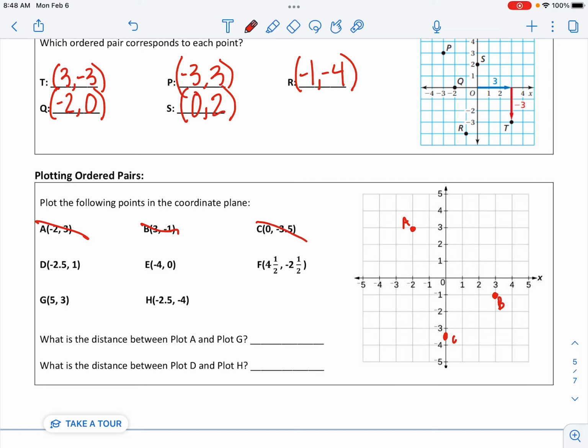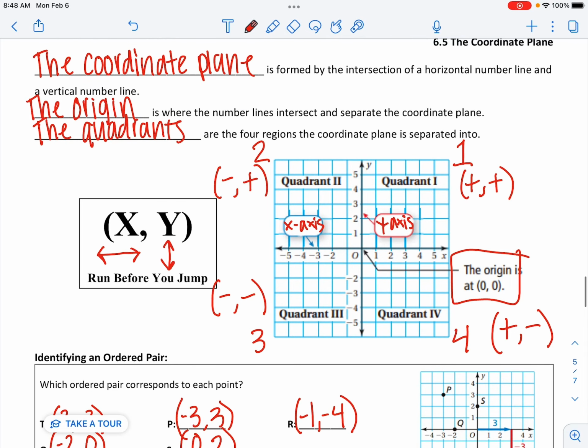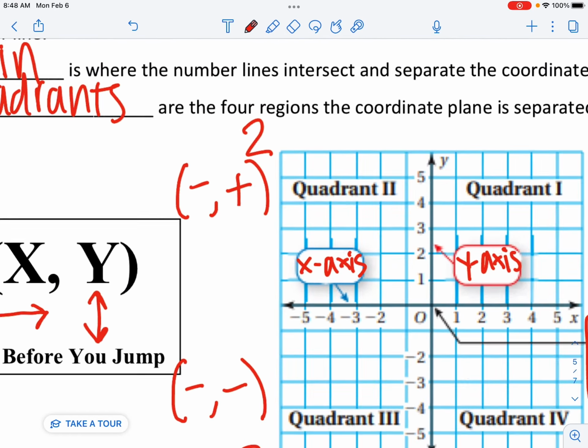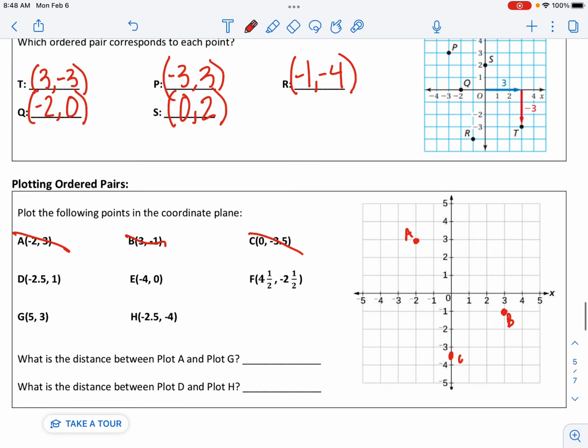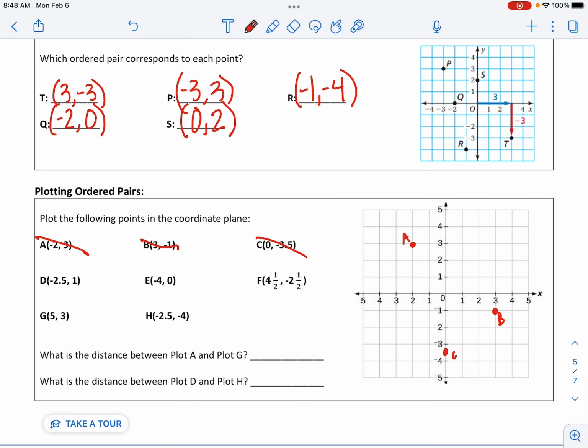For D, we have negative 2.5, comma 1. So I can look up here, and it's a negative and then a positive, so it's going to be in quadrant 2. And we go to the left, negative 2.5, so that's going to be right there in between the negative 2 and negative 3. And then we go up 1. So it would be right there. To the left, negative 2.5, and then up 1, and that is D. And you do not need to be connecting these. It's not going to make a shape or anything. It's going to be a bunch of random plots.